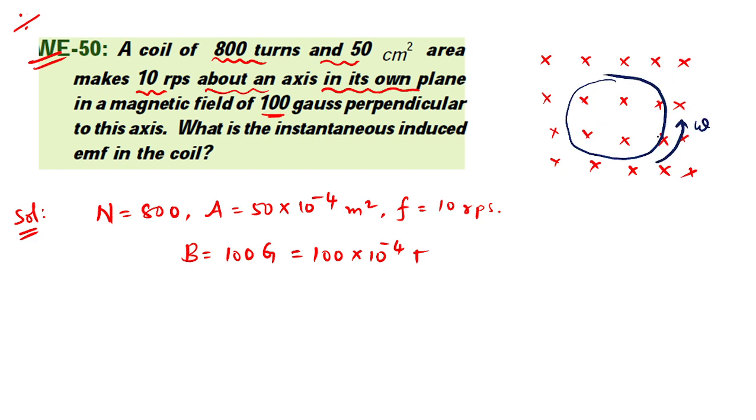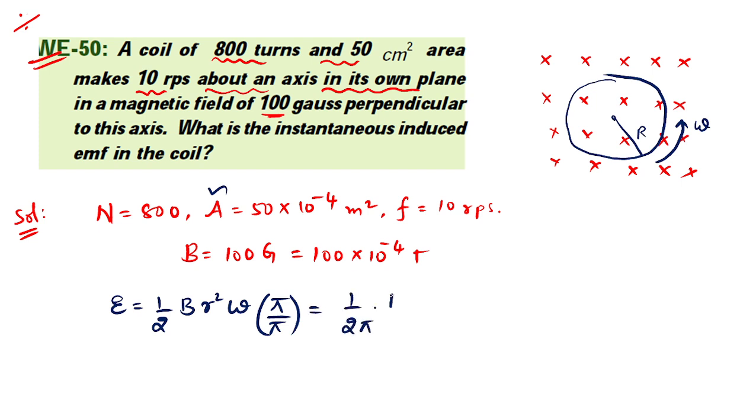So now, what is the omega? Am I correct? What is the radius of this one here? R. Radius is not given, but they directly give you the area. So do you know the EMF formula? We told you, half into B into R square into omega. Am I correct? So for R square, you multiply by pi and divide by pi. It will convert into half into 2 pi, B into pi R square into omega.